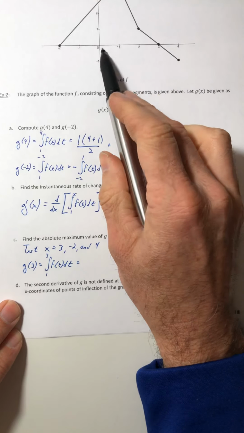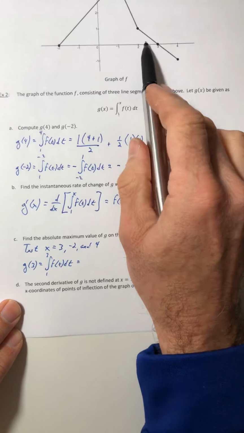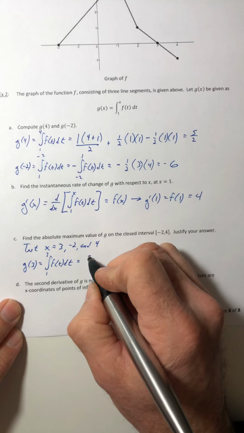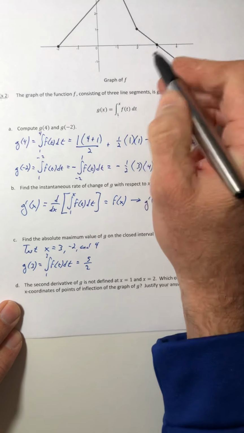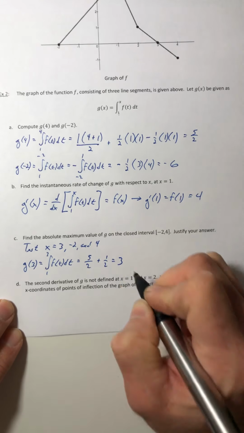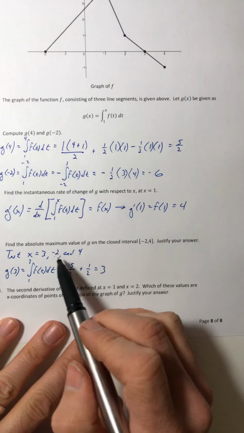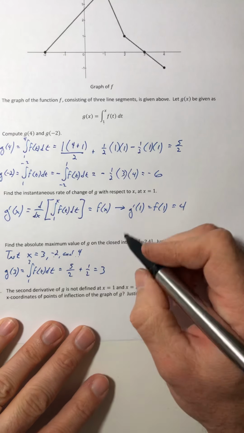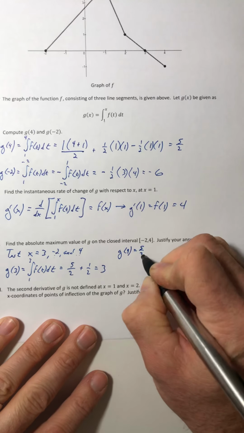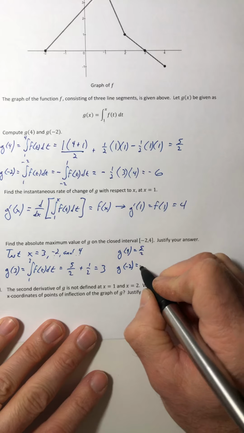From 1 to 3, I need the area of that trapezoid again and just that one triangle on top. The trapezoid was 5/2. The triangle is 1/2. So that gives me a total of 3. Now the other two, I already know those values. I just did them up in part A. So g of 4 is 5/2, and g of -2 is -6.